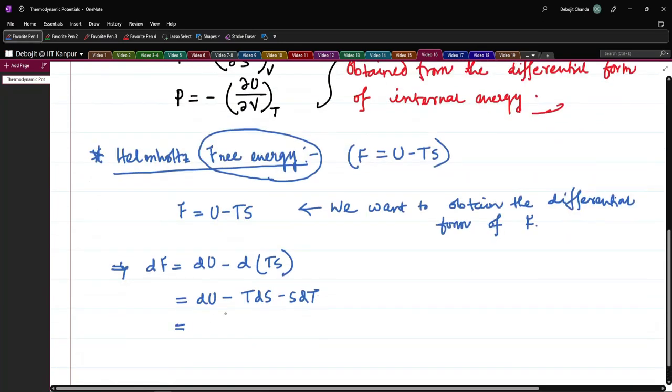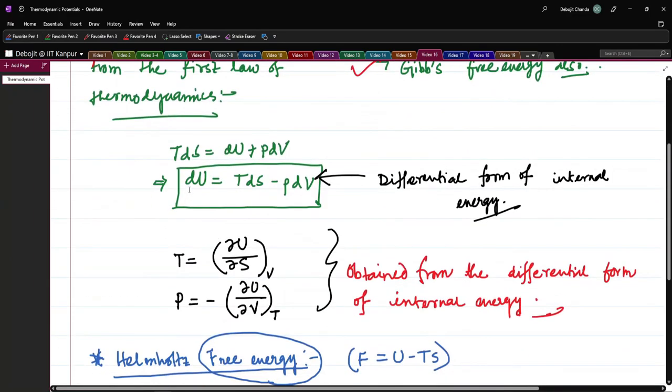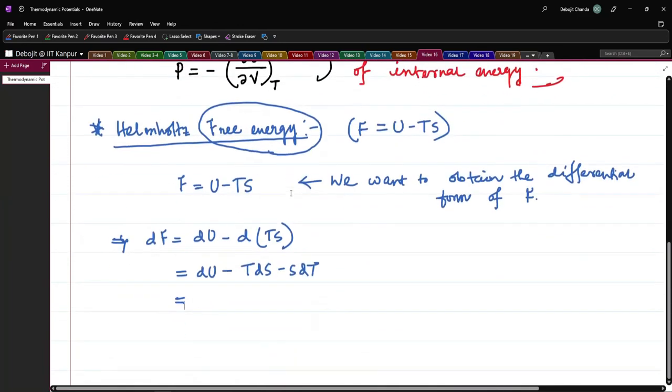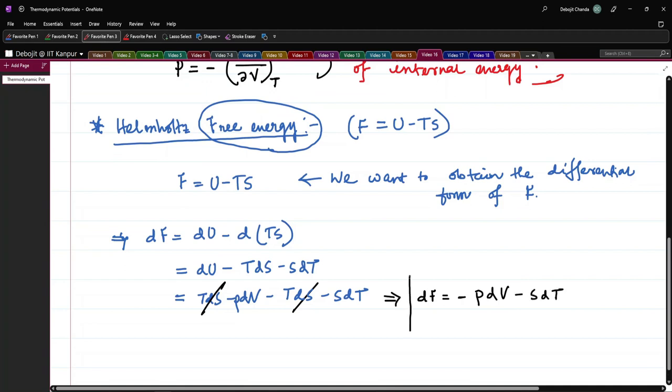And from the first law of thermodynamics, or from the differential form of internal energy, we can write that dU is equal to TdS minus PdV. So if you write that here, minus SdT, we'll find out that the TdS and TdS terms will get cancelled out, and dF will be equal to minus PdV minus SdT.